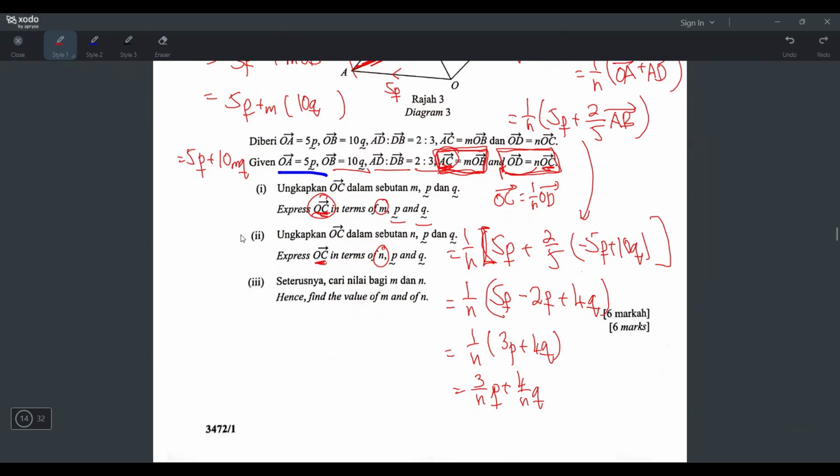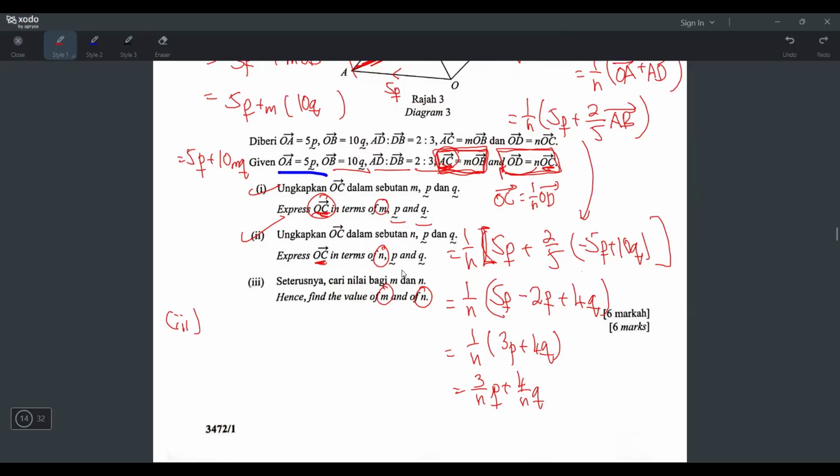Okay, I have successfully finished question number 2 because they ask for the answer in terms of N, right? This is in terms of N. Okay, what about now? What to do next? Next is number 3. So they just ask to find the value of M and N.